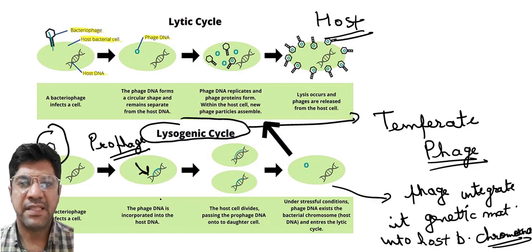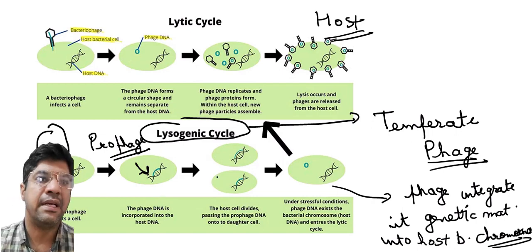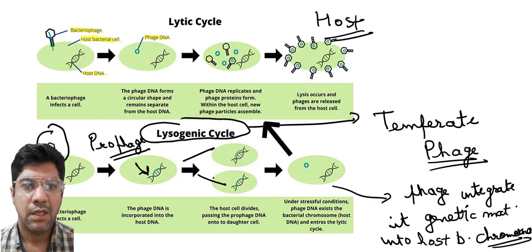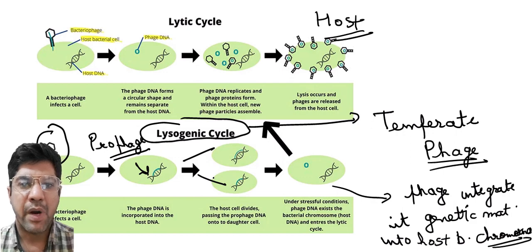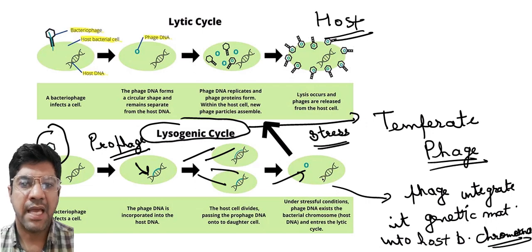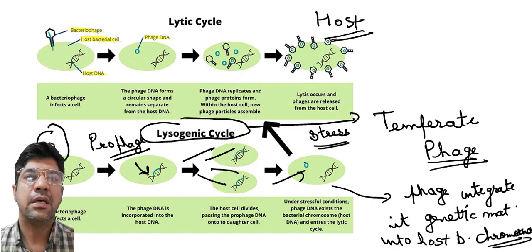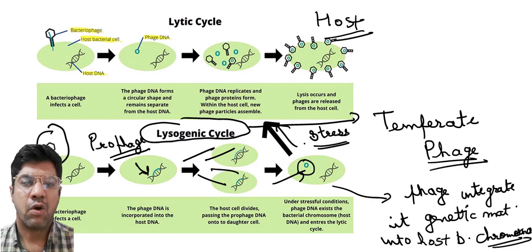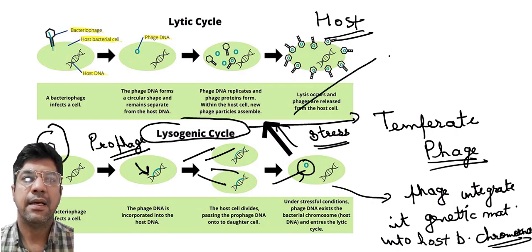The third is the prophage replication. So the prophage replicates as part of the host chromosome during bacterial cell division. It remains in the host bacterium, being passed on to the daughter cells. Remember, under certain conditions like exposure to stress, the prophage can be induced to exit the host chromosome and enter the lytic phase.